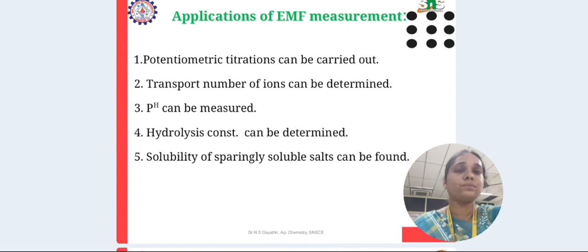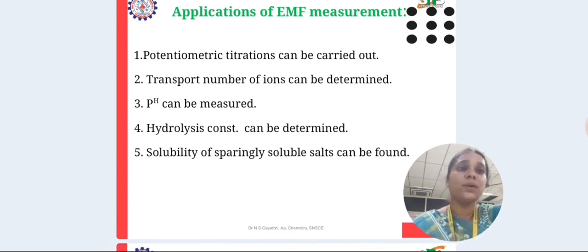Application of EMF. Using EMF, potentiometric titrations can be carried out. In the potentiometric titration we are calculating the EMF. The potential difference is calculated through a potentiometer. In that we are calculating the EMF difference only, so that we can know the concentration of the ions present in the solution. The EMF measurement is used for calculating how much ion is transferred to the solution, so that we can calculate the concentration of the solution we have taken.